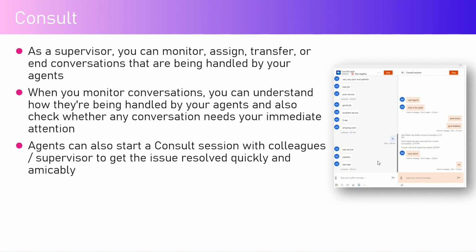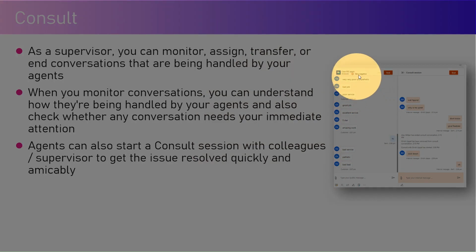So, as you see over here in the screen, on the left hand side, you will see the conversation with the customer. This is the agent screen, and the agent is having some conversation with the customer. Now, if the agent is not able to handle those issues properly, then they can start a consultation session, and on the right hand side you will see a consultation session with your internal team members, which can be an agent, supervisor, or your colleagues. And this conversation will not be shown to the end user. This is like your internal communication.